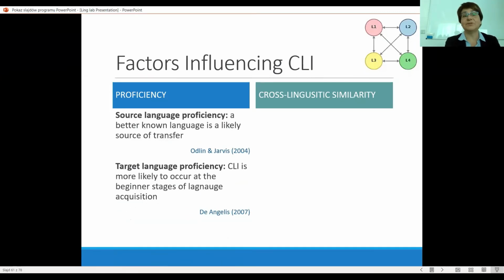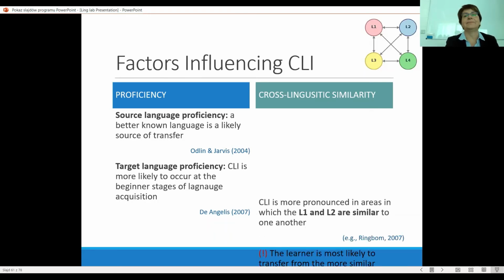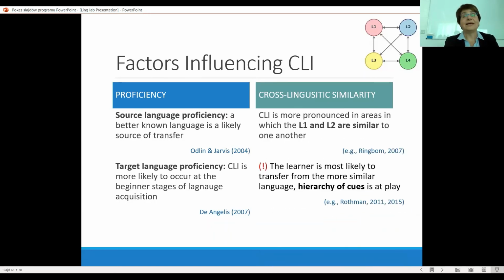Proficiency, both in the source language, maybe the language known better will have more impact. Also the target language, maybe the better you know the language, the more cross-linguistic influence there might be, or maybe it's the other way around. Maybe it's more likely to occur at the beginning. Probably if languages are more similar, there will be more cross-linguistic influence, but there will also be a hierarchy of cues playing a role.